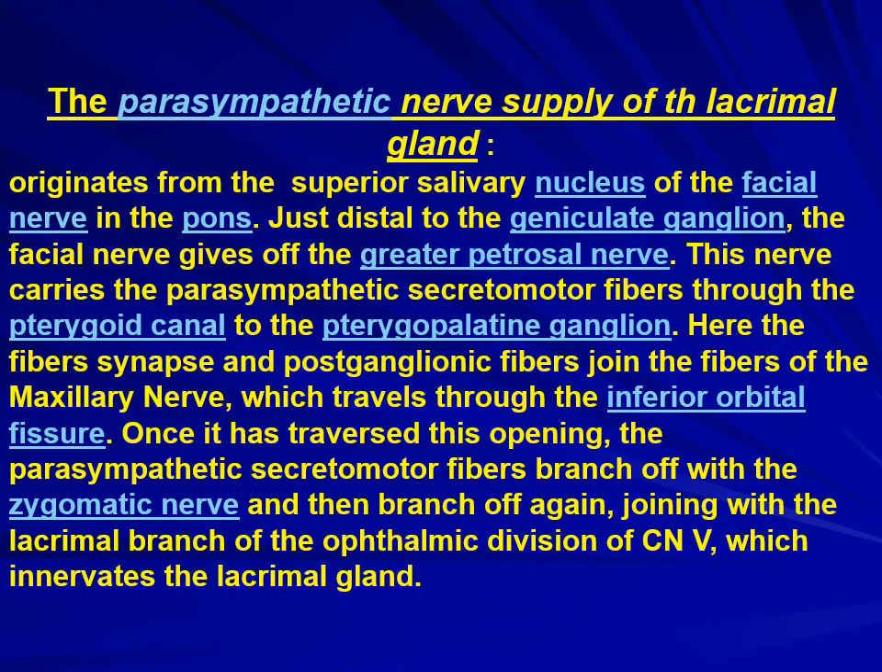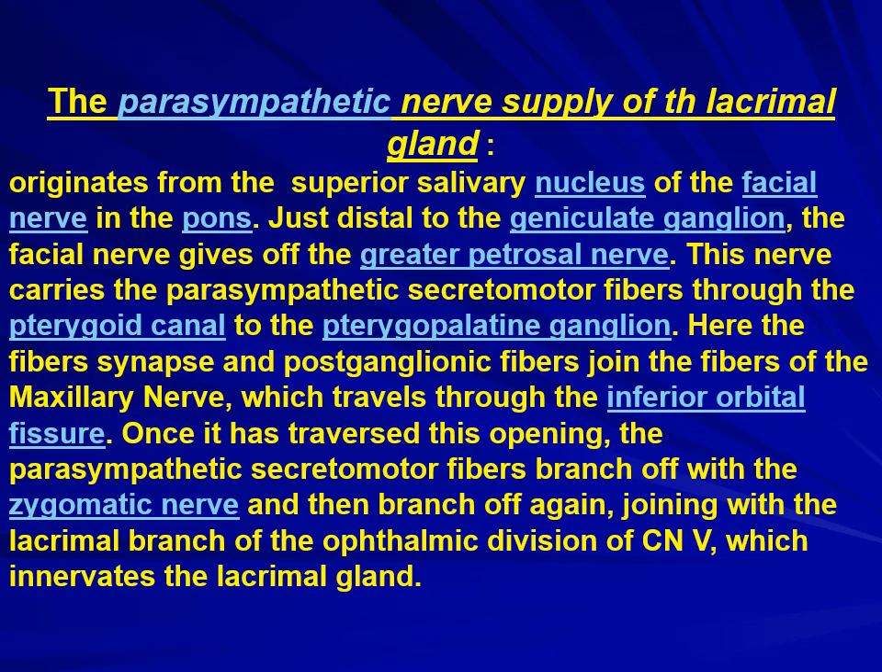Parasympathetic nerve supply to the lacrimal gland comes from the superior salivatory nucleus of the facial nerve in the pons. Just distal to the geniculate ganglion, the facial nerve gives off the greater superficial petrosal nerve. This nerve carries parasympathetic secretory motor fibers through the pterygoid canal to the pterygopalatine ganglion.